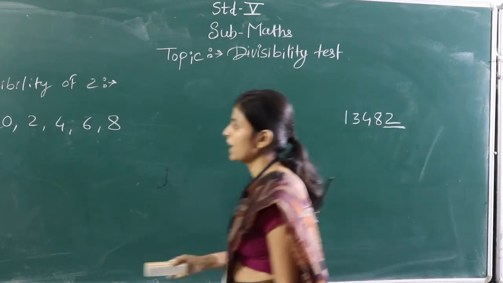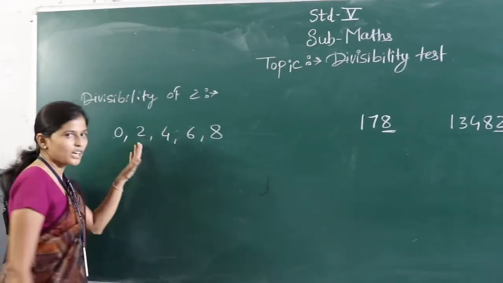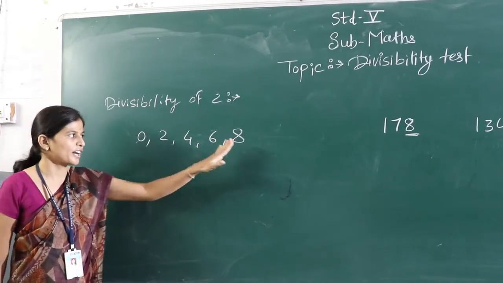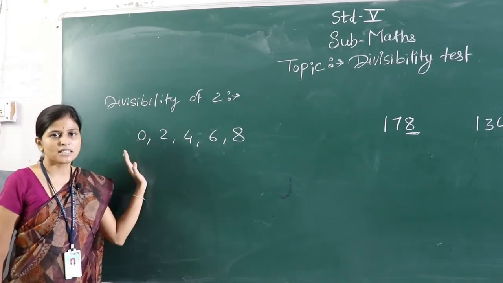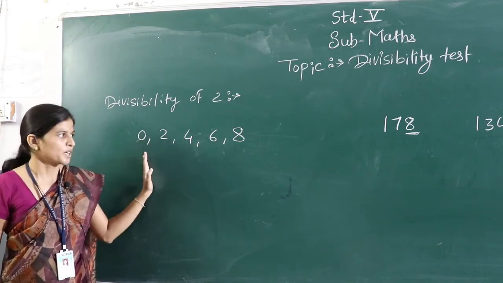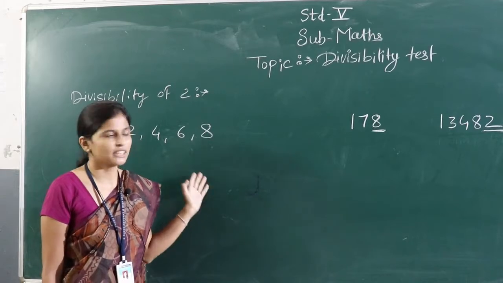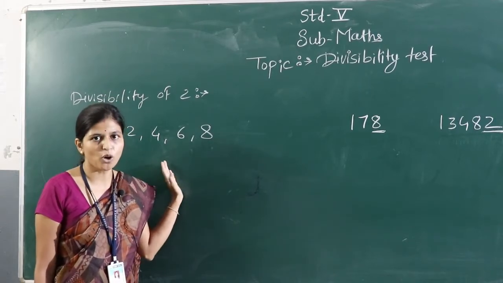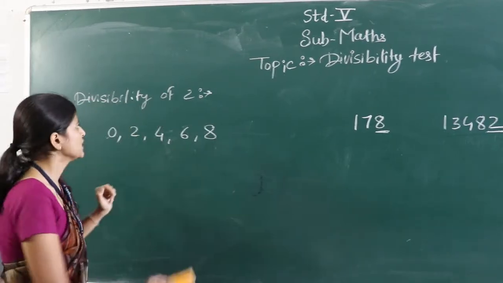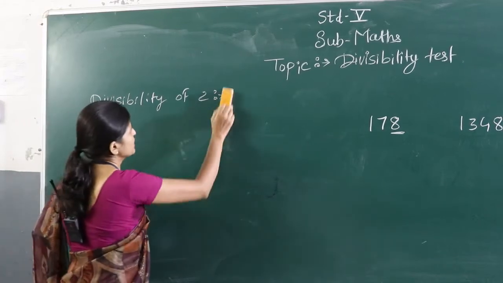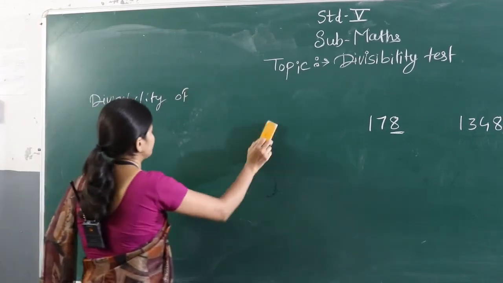So the number having 0 or 2 or 4 or 6 or 8 in its unit place, this number is divisible by 2. इससे हम बड़े नंबर को भी बता सकते हैं without division that the number is divisible by 2 or not. Now divisibility of 3. Now we see divisibility of 3.